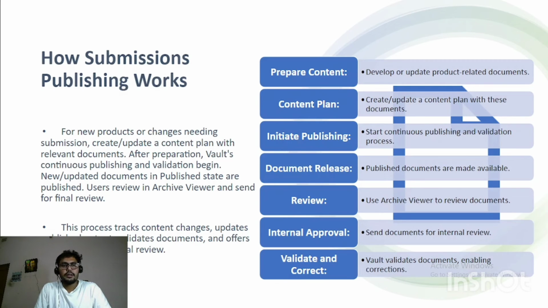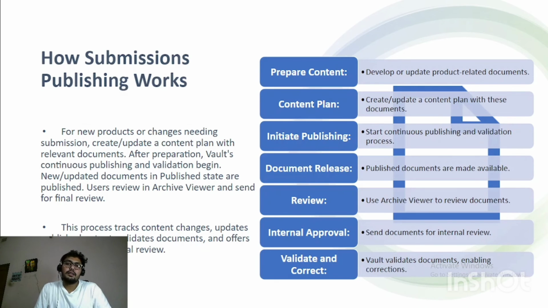As I told you, basically for new product changes, creation or updation, a content plan with relevant documents, that is the time submission publishing comes into the picture. And after preparation, Volt continues publishing and validation begins. New and updated documents in published state are published, and the user reviews in archive viewer to send for the final review. And this tracks the content change, update, published output, validates documents, and offers a correction before final review. So these are the step-by-step processes.